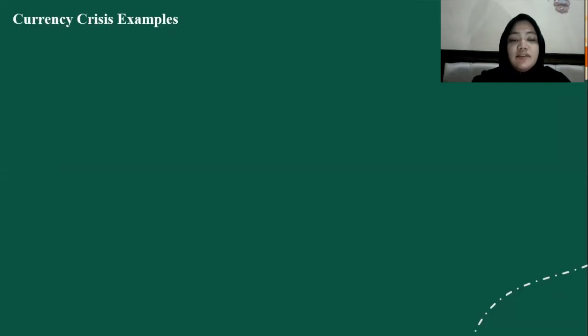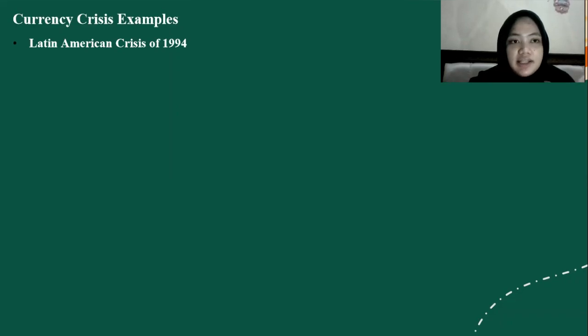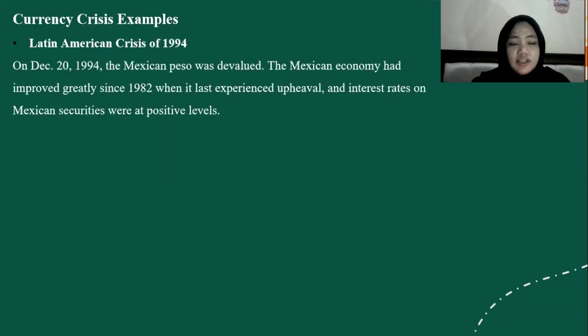Next, the currency crisis examples. The first one is the Latin American crisis of 1994. On December 20, 1994, the Mexican peso was devalued. The Mexican economy had improved greatly since 1982, when it last experienced a downfall. And interest rates on Mexican securities were at a positive level.